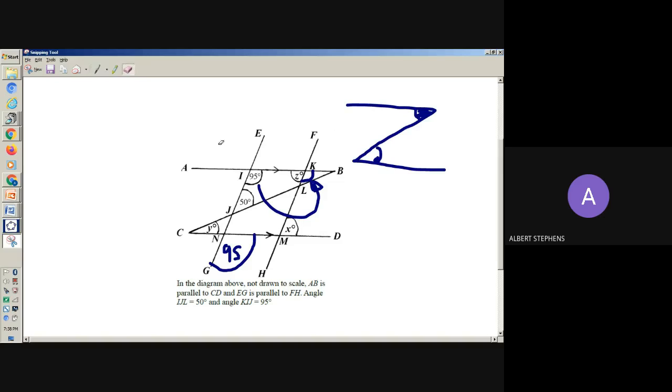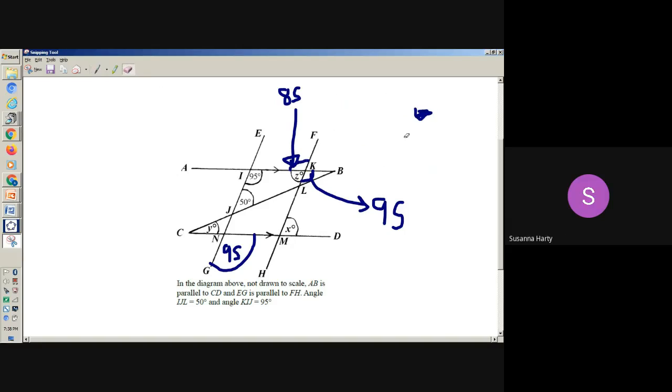All right. So question, if this over here says 95, class, what will be Z equal to? 85. How you get 85? It's on a straight line, you know? Straight line. Right. Very good.